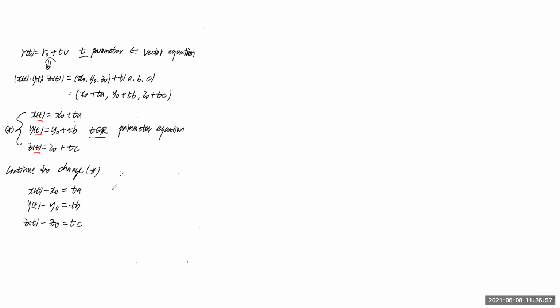And then we can write this: X minus X naught over a is t. Y minus Y naught over b is t. Z minus Z naught over c is t. Of course, ABC cannot be 0. You may ask me, okay, if ABC is 0, what happened? Let me talk about ABC not being 0 first. By this, we can put the three equations together.